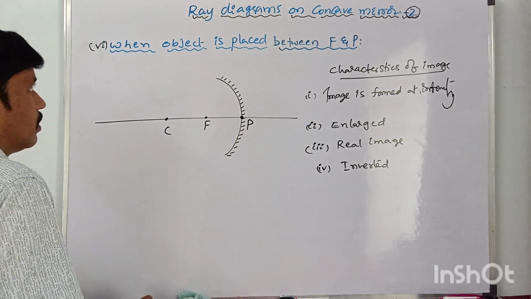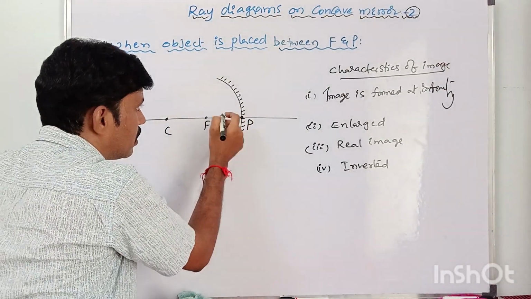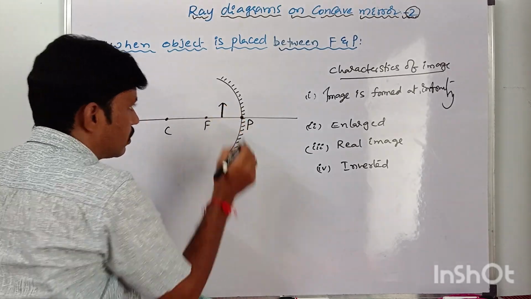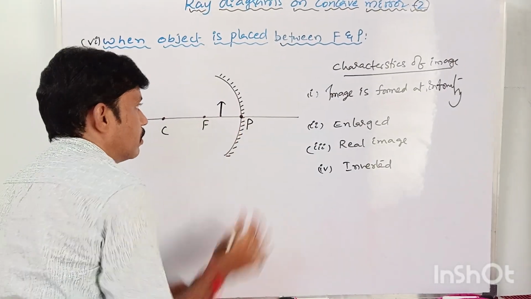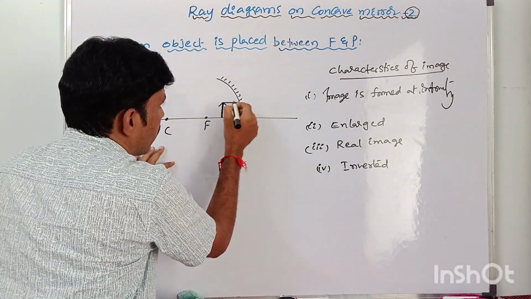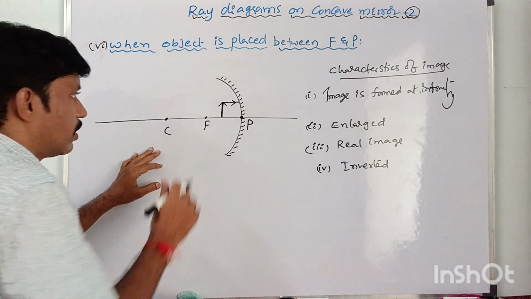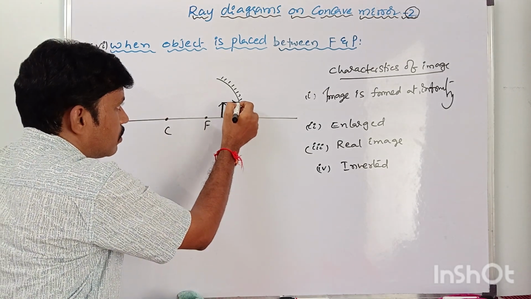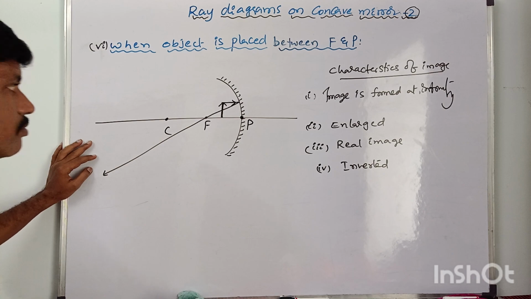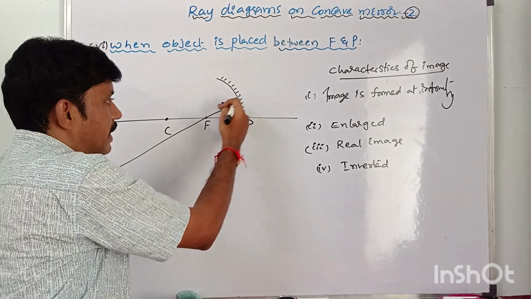Okay, done. Now the object is placed between the focus point and the pole, which means here. So let us take the object here. Okay, this is the object. From this object, the first ray is taken parallel to the principal axis, and after reflection it passes through the principal focus point.